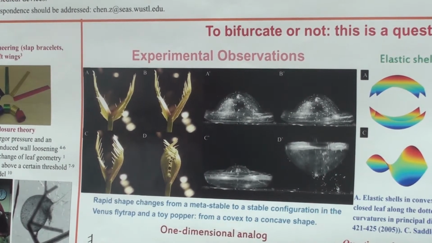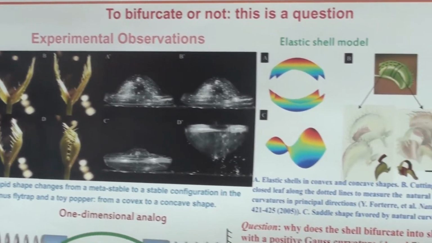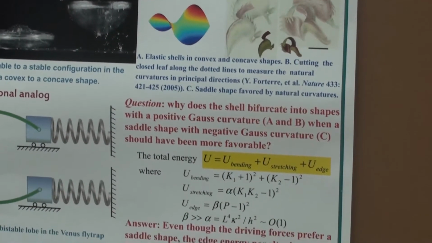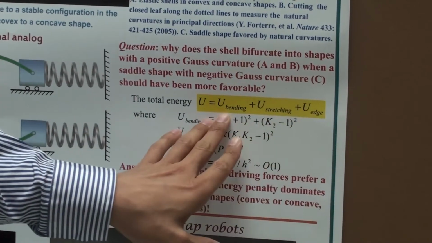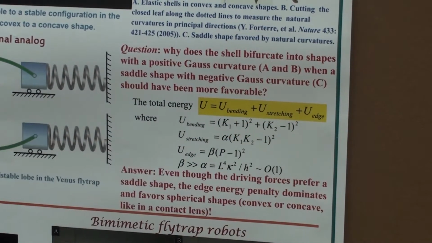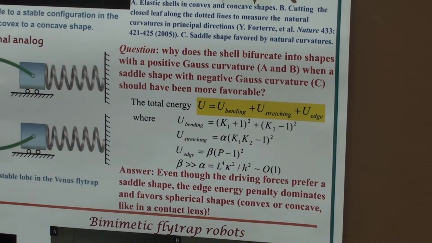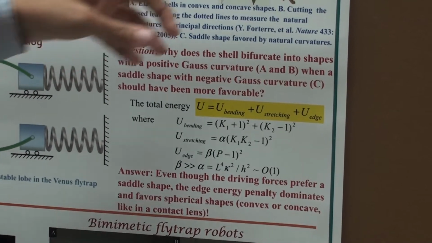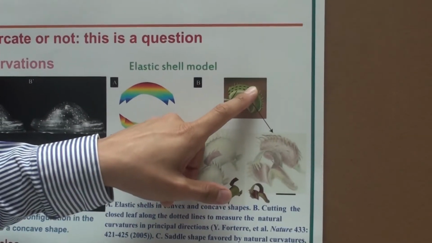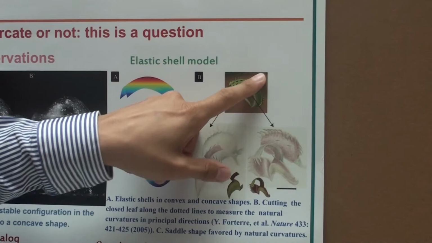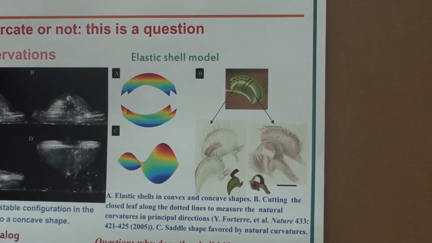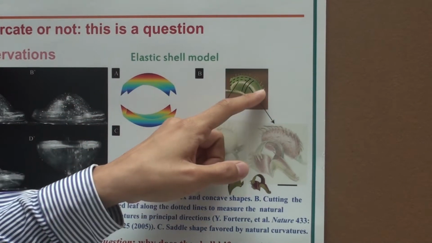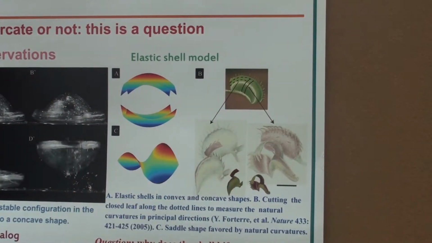So there are some scientists, Forterre and Mahadevan, who proposed a theoretical model which takes into account the bending energy and stretching energy in plate theory to interpret the Venus flytrap's bistable behavior. And what's interesting in the flytrap, though, is if you cut it along the vertical direction, then it's not surprising it will curve inwards. But if you cut it along the horizontal direction, surprisingly it will curve outwards.